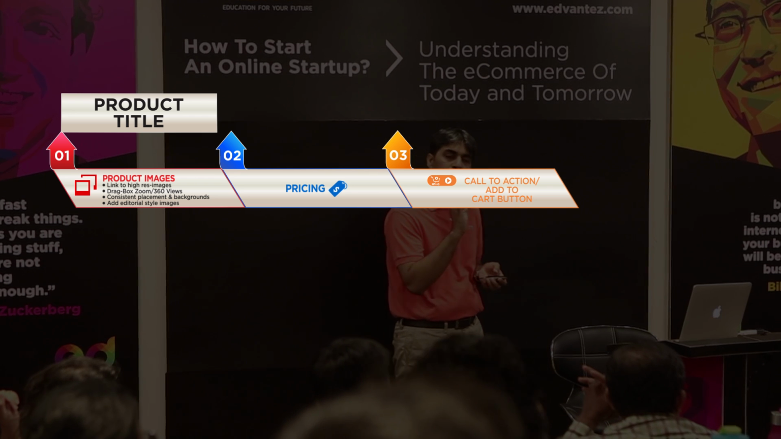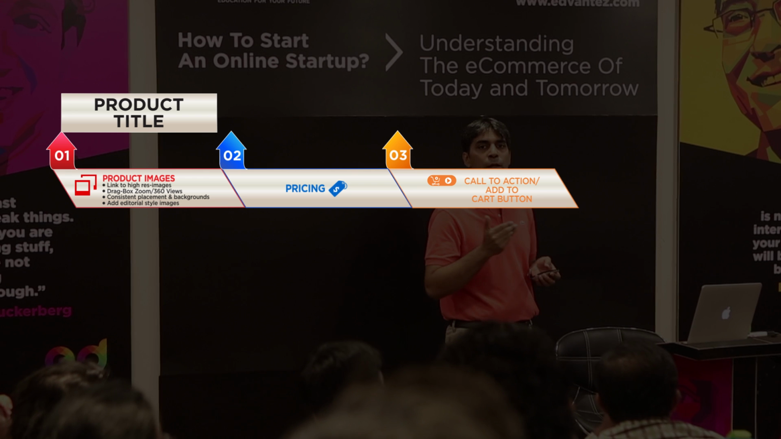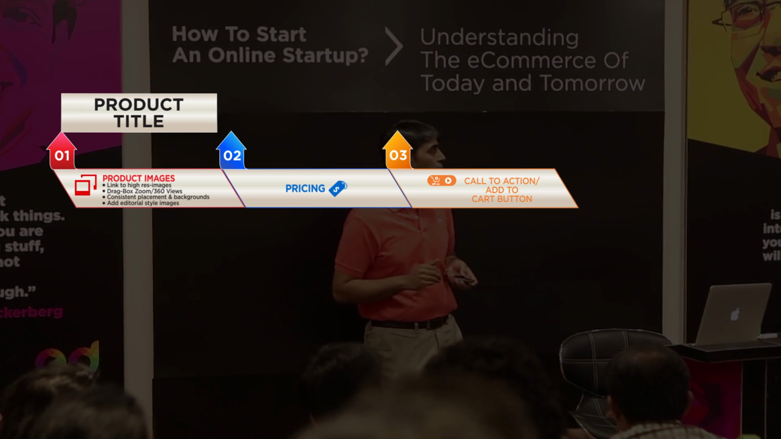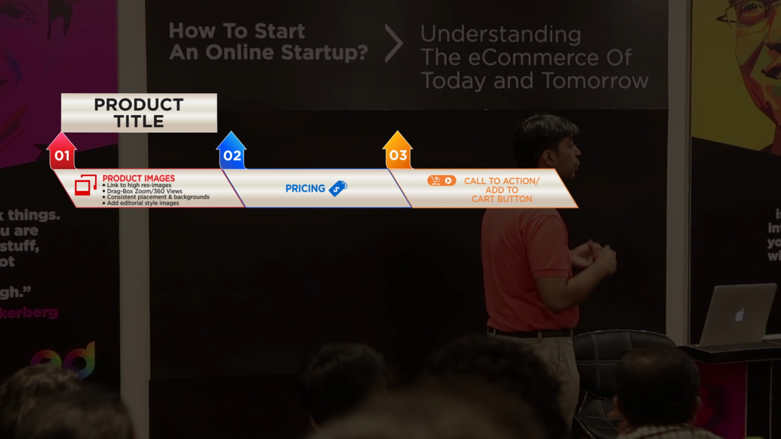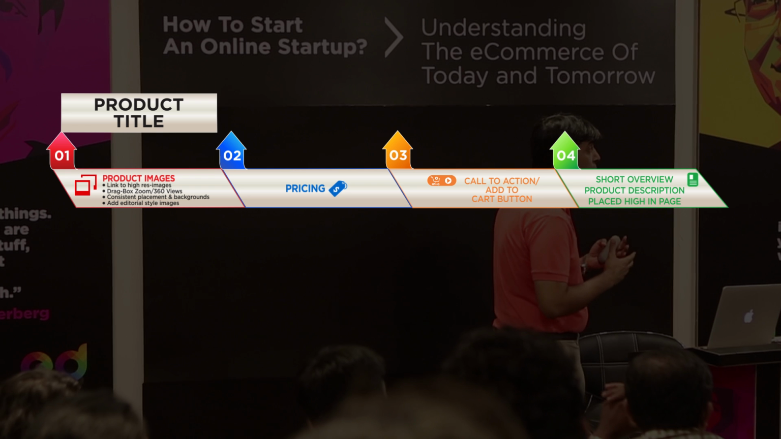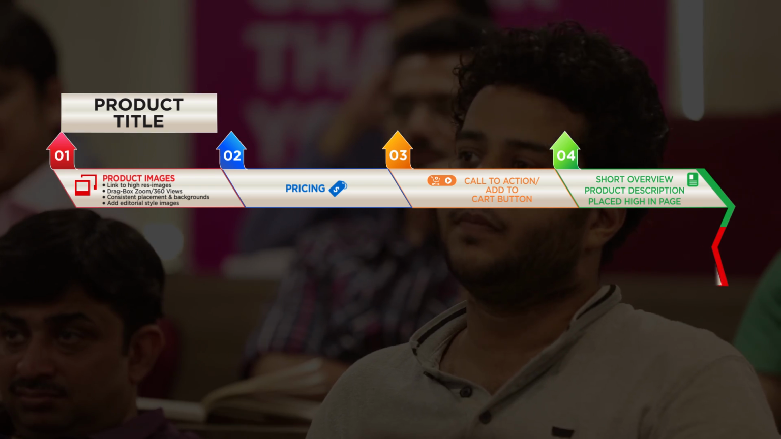Because you want your users to see this right away on the product when they first open it. You don't need them to scroll down to add to cart. Then you'll have a short overview. You'll have product description. Again, both of these are placed higher up on the page.